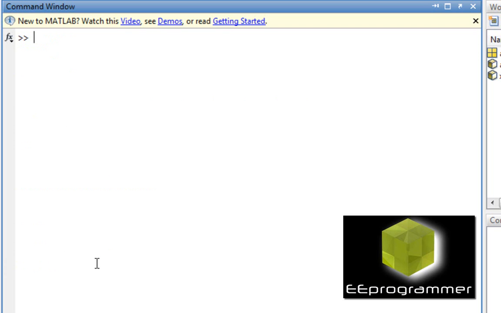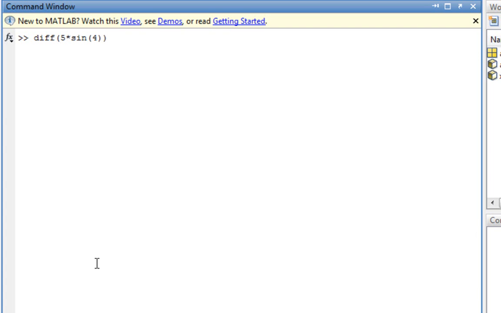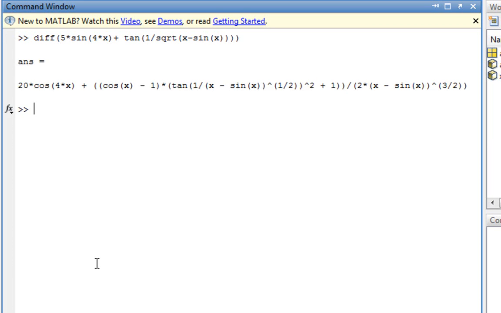Now, let's see another example. Diff 5 times sine 4 times x plus tangent 1 over square root x minus sine x. You see, this is a very complicated equation. If you need to differentiate that, it will just take about half a second to get the answer using the symbolic toolbox. So that is the beauty of using the symbolic toolbox in MATLAB to do the differentiation.